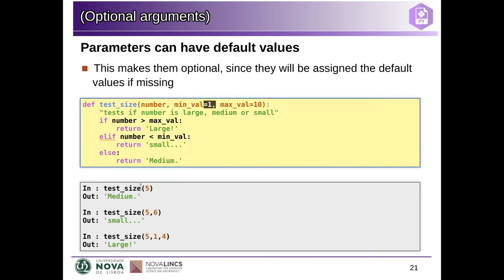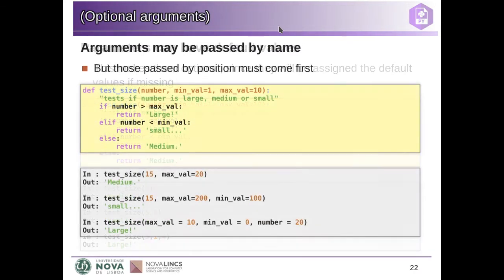And you see that if I give 5 here, it will be between 1 and 10, so it will be medium. But if I add this 6 for the minimum value, the response will be small because now the minimum value is larger than the number. Okay. And I can also give both values here. This is especially useful if we combine these default values for the parameters with providing the argument by name.